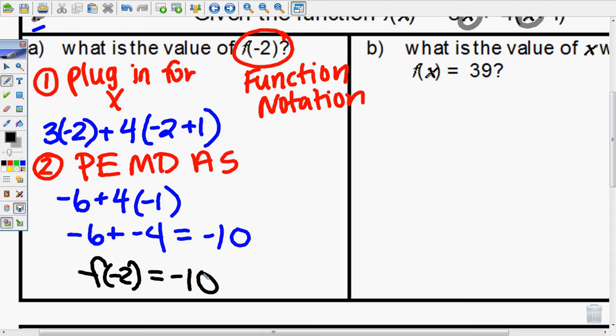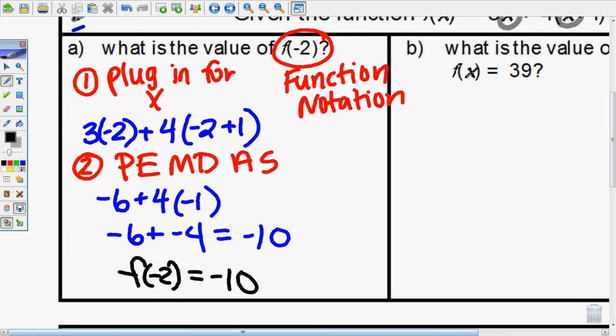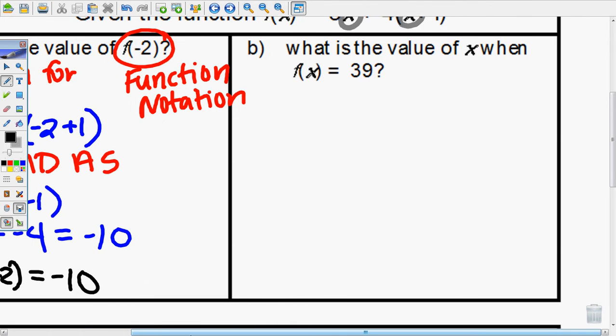If we look at B, did they tell us what our x was? No. What do they want us to do? Find the value when x is 39. So we have to find x, which means that we have to set our function equal to it, and we're going to do inverse operations. Inverse operations means we're going to do the opposite, in order to get x by itself. So our steps here.